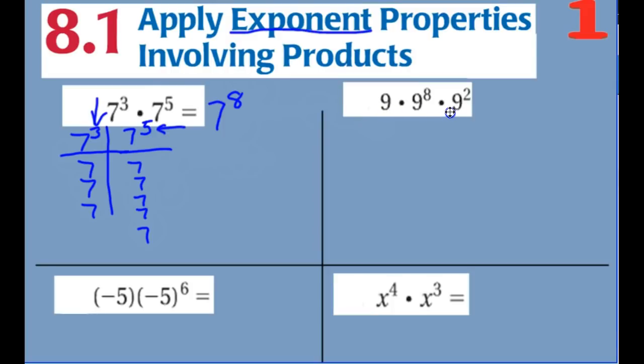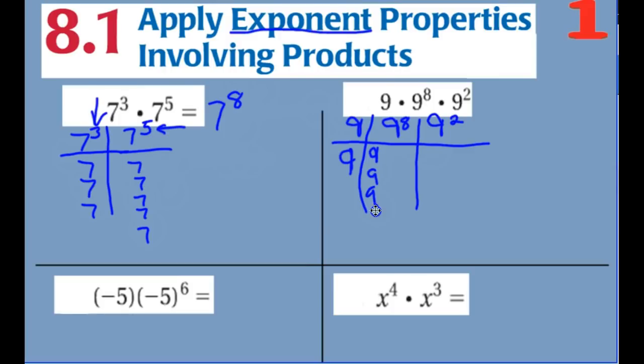Here we have 3 numbers. We have 9, we have 9 to the power of 8, and we have 9 squared. So we're going to create our little table here. Here we only have 1 9, so we can just write it as 9. If we only have 1 9, we don't need to put that 1 on there because we already know how many that is. Here we have 9 8 times, so we can write out 8 9s.